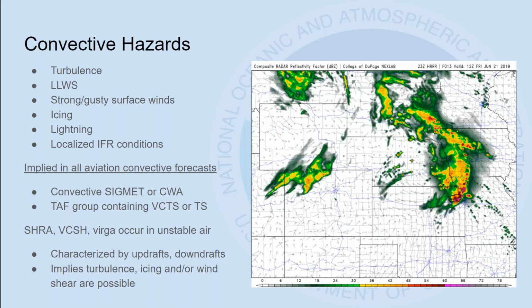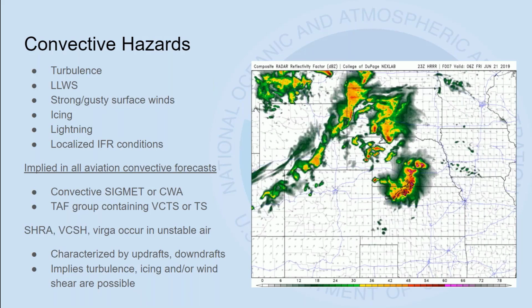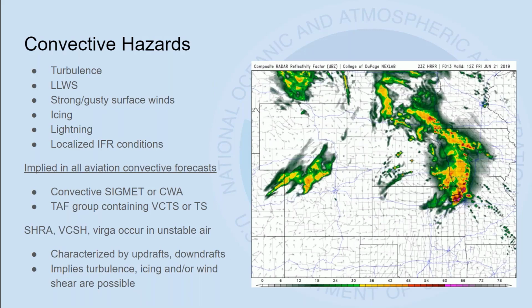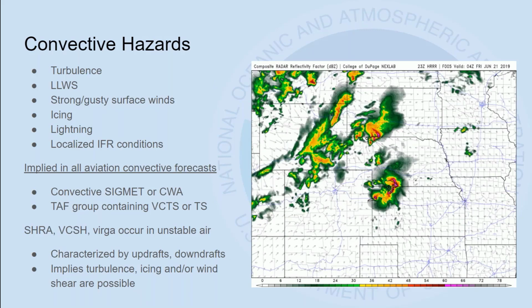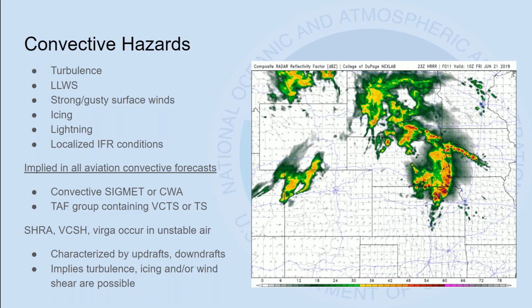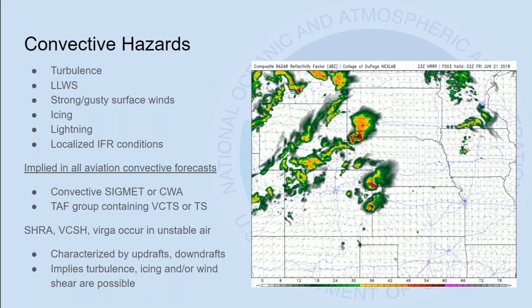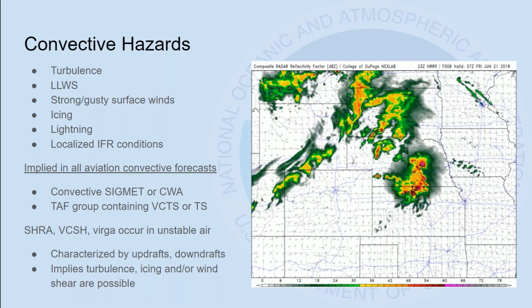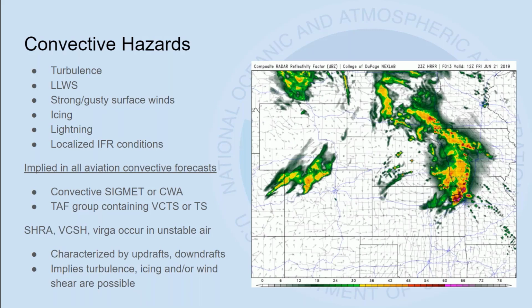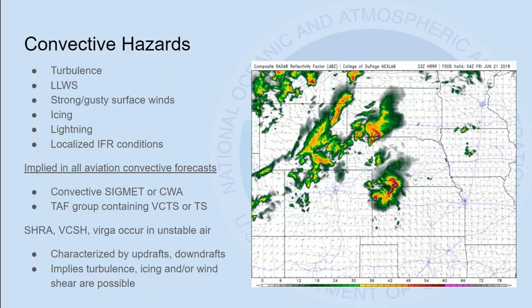So when we have thunderstorms in the forecast, we may not talk specifically in a TAF about these other conditions because they are implied. So when you see thunderstorms in a TAF and in an aviation forecast, you can assume that all of these other hazards are going to be there with them.